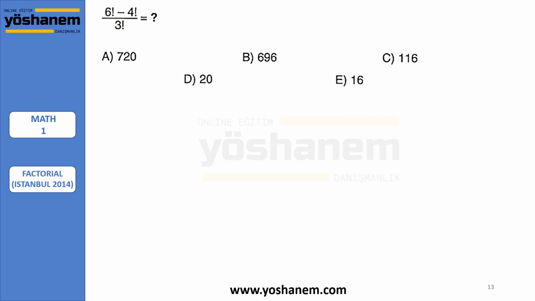This is also so easy and it's from 2014. It says 6 factorial minus 4 factorial over 3 factorial. 3 factorial is the smallest, right? So I'm gonna write them out until I get 3 factorial. 6 factorial, 6 times 5 times 4 times 3 factorial minus 4 times 3 factorial over 3 factorial. So let's factor out 3 factorial.